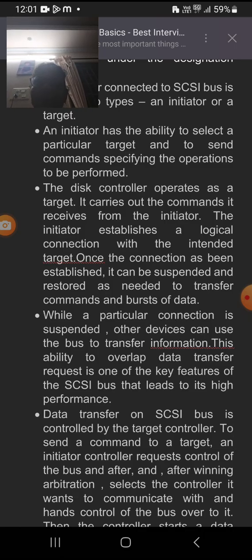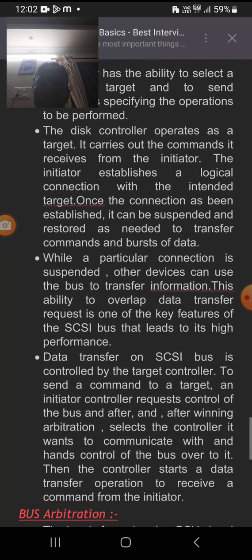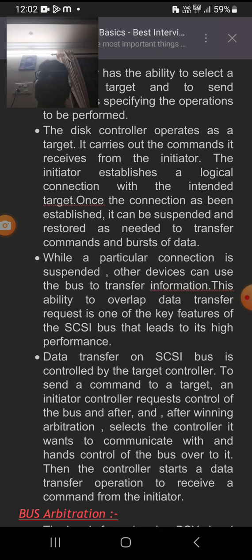The data transfer on the SCSI bus is controlled by the target controller, which sends commands to a target, and the initiator controller requests control of the bus. After winning arbitration and selecting the target, the controller that wants to communicate takes control of the bus. Then the controller starts a data transfer operation to receive the commands from the initiator.